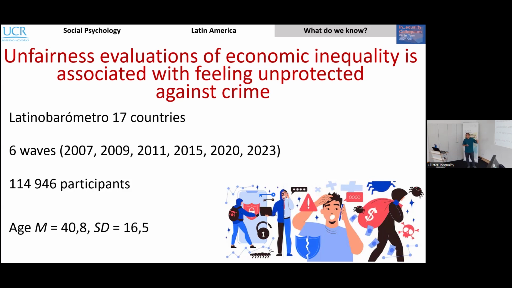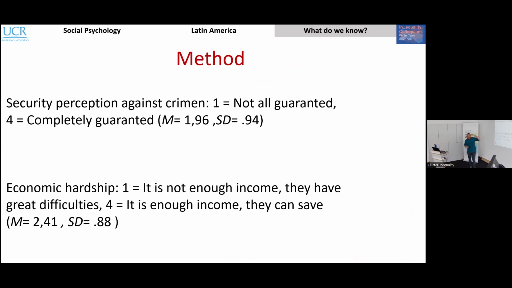Again, the same database, but in this case we have the new wave that was available at that time. At the time that we were doing the research, that was the wave from 2023, general population, and so on. In this case, our dependent variable is how people perceive security in their country. And the other variable that we use is economic hardship, because poverty is another big thing in this area of research. There is also a discussion about whether the effects that we found are from inequality or from poverty.